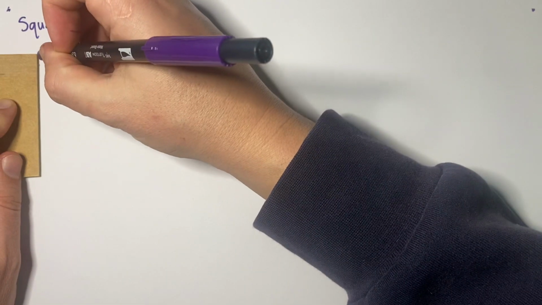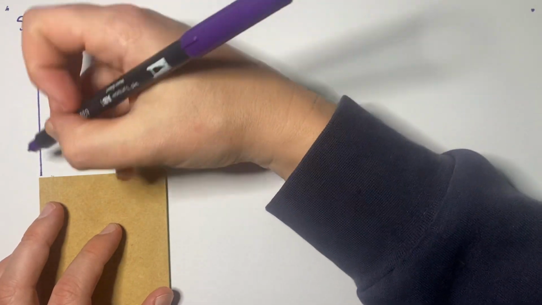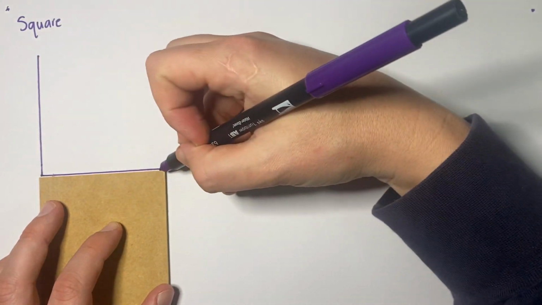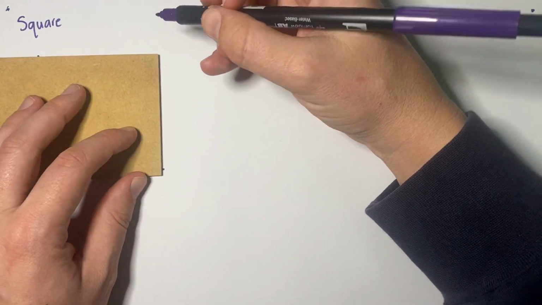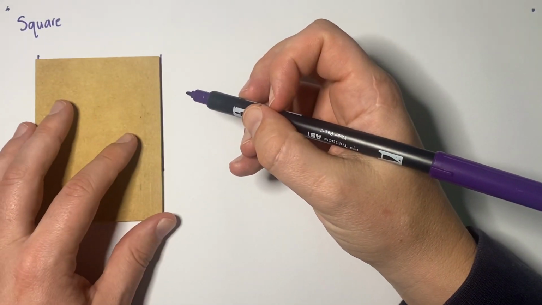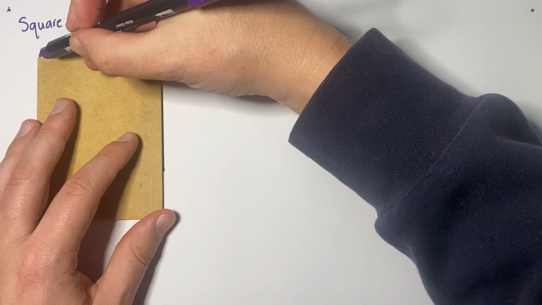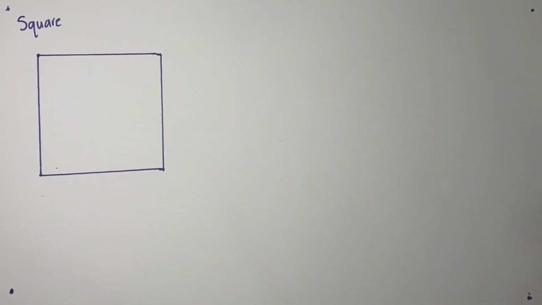So here is my square. Okay, so there is the shape there. Now I need to label its properties.